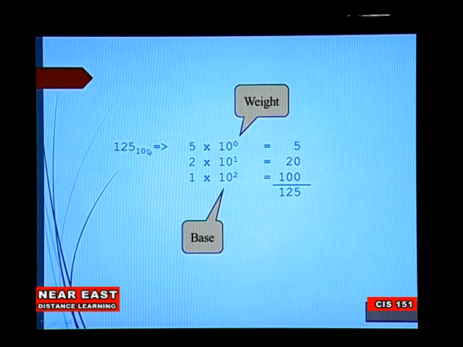And we multiply it by the base. But the base has a weight. So we write it from the top to the bottom: 0, 1, 2. So 5 multiplied by 10 to the weight 0 is equal to 5. 2 multiplied by the base 10 to the weight 1 is equal to 20. 2 times 10 is 20. 1 times 10 to the weight 2 is equal to 100. And after this, we just add the numbers, and it gives us exactly the same number, 125. So this is how we represent decimal in decimal.